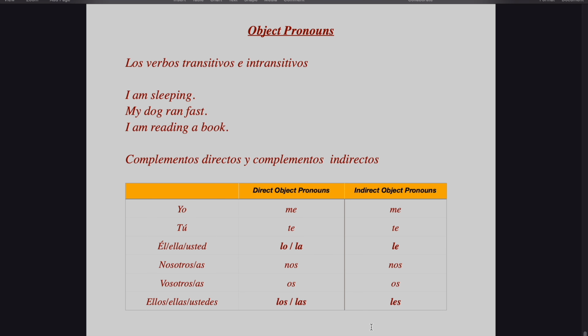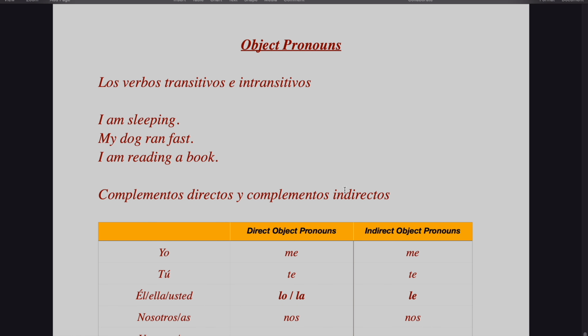In today's video, we are going to talk about the object pronouns in Spanish. Whenever we talk about the object pronouns, the transitivity of the verbs comes into the picture. So let us see. Verbs are sometimes transitive and intransitive. There are verbs which are transitive and intransitive.